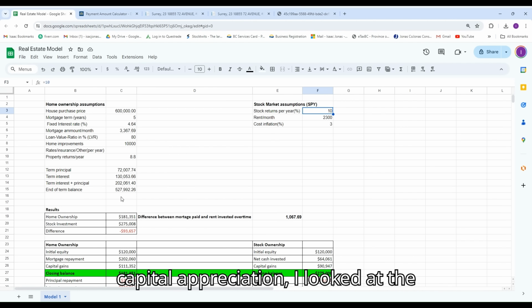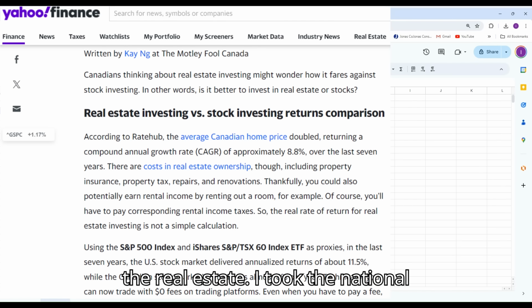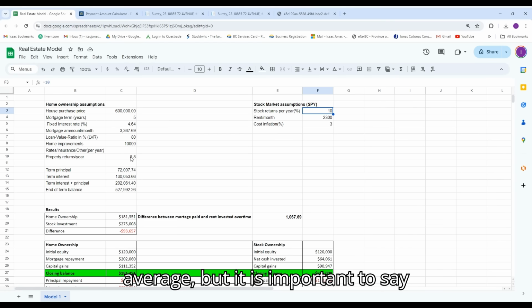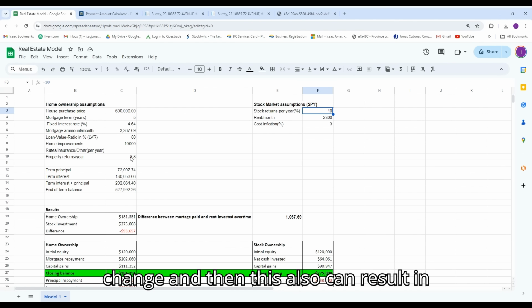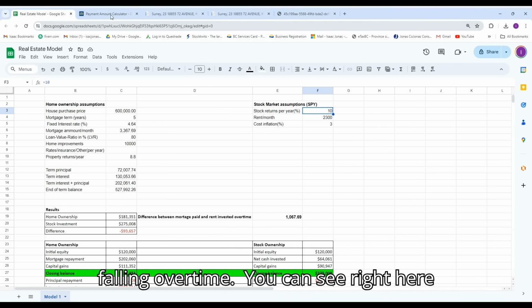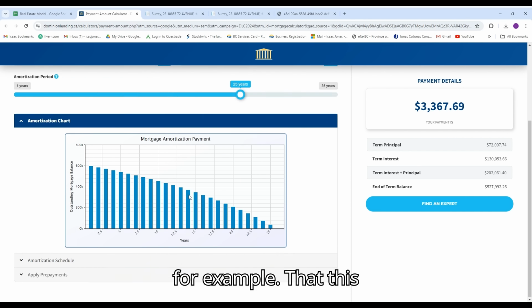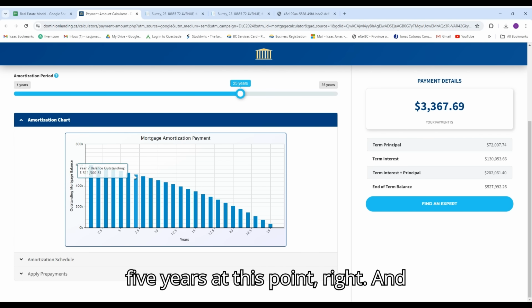For the capital appreciation, I looked at the data. It is about 8.8% return in Canada for real estate. I took the national average. But it is important to say that this is just a static model, and these assumptions can change, which can also change the results. For example, if a person holds the real estate for longer, the principal might also be falling. You can see right here that the principal is falling over time. But I just took 5 years at this point.